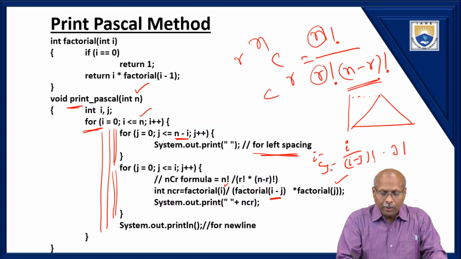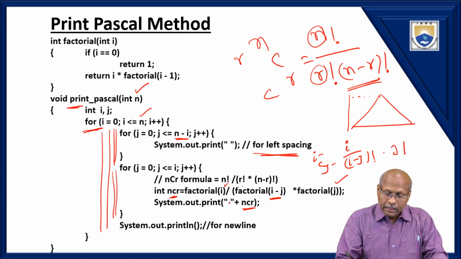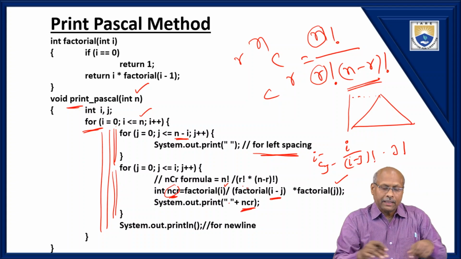So if I apply this formula, then I will get the NCR value. That NCR value I will print. Before printing, I am giving a space. So every time I should evaluate i factorial, i minus j factorial and j factorial. After evaluating these three, then I will compute that NCR value. That value I will print on the screen. So that I will get a Pascal triangle.